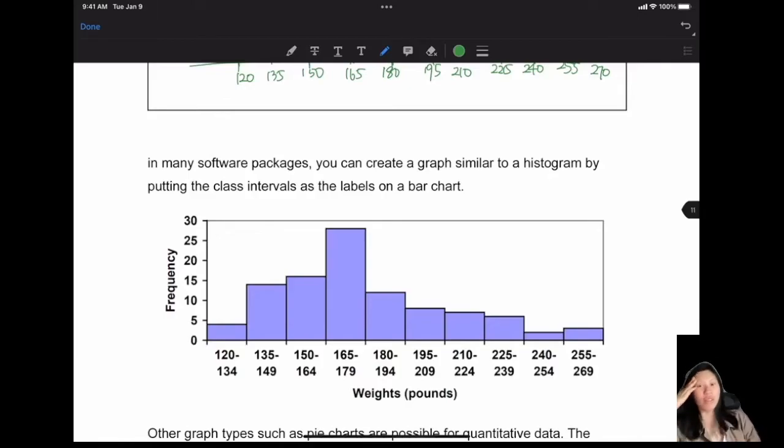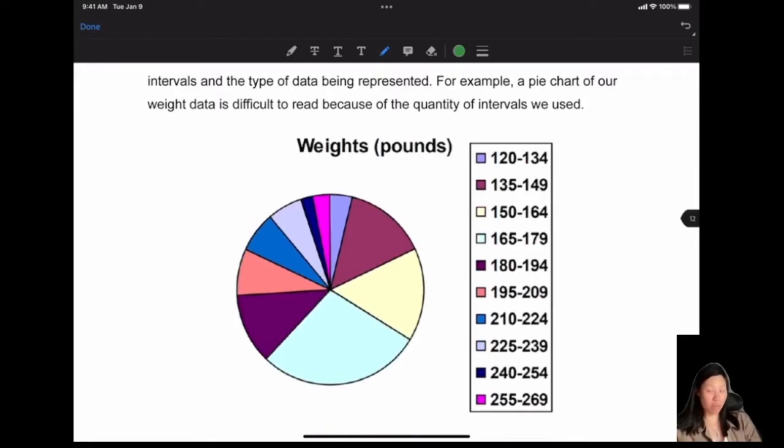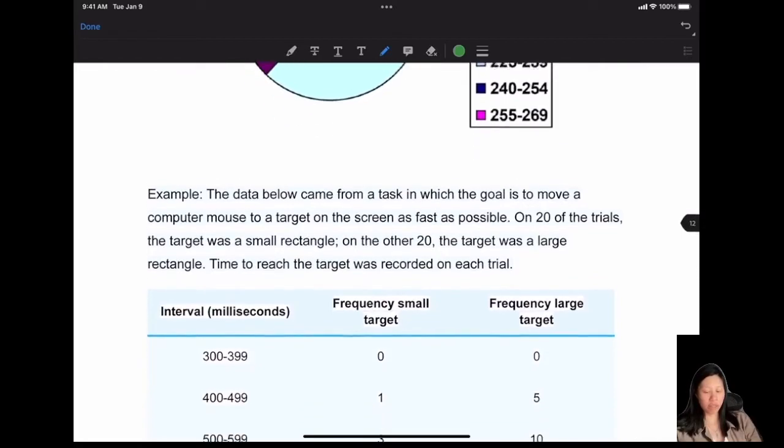Let's talk about the software. Here is an example, a screenshot of software. You can create a similar histogram by putting all the class intervals as labels on the bar chart. Also, you can use the bar chart generated by Google Sheets. We did it in the last video, so I'm not going to go over how to do that on Google Sheets.